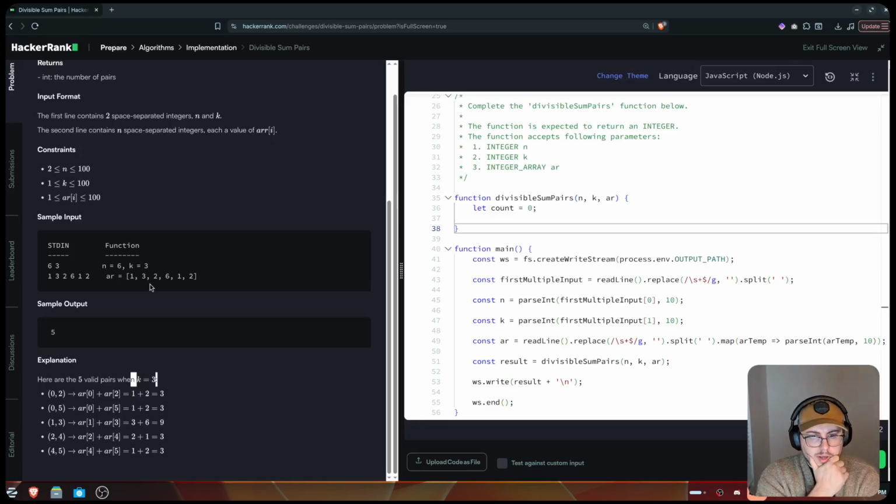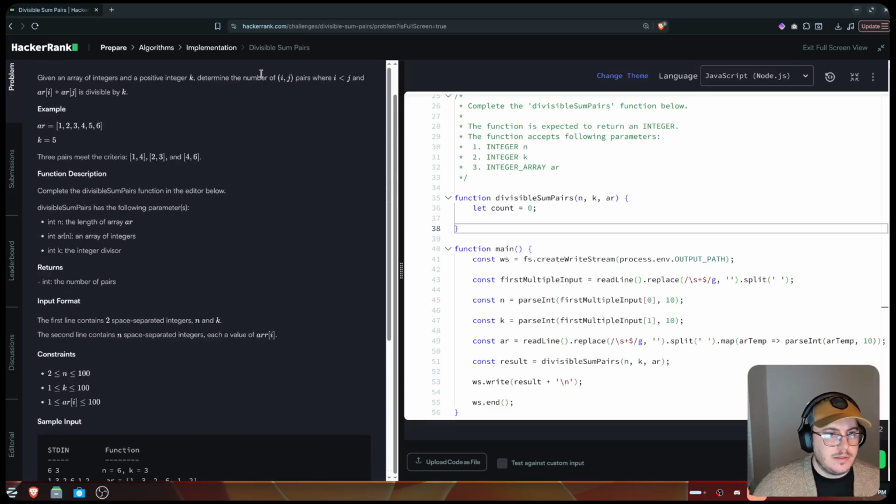So that's what I'm thinking. And then just take the numbers, add them together, I believe, right? IJ pairs with I, RI plus RJ is divisible by K. Yeah. So just adding them together.